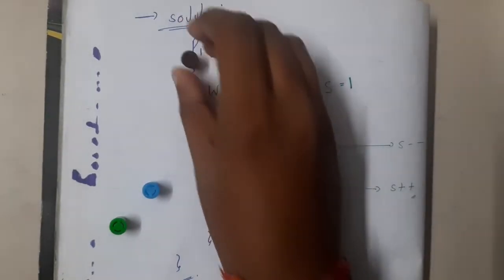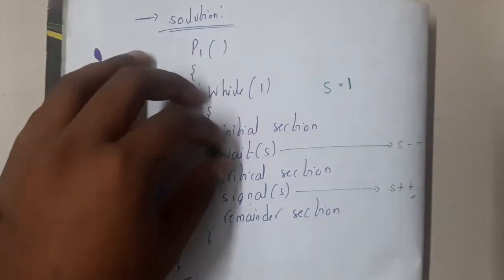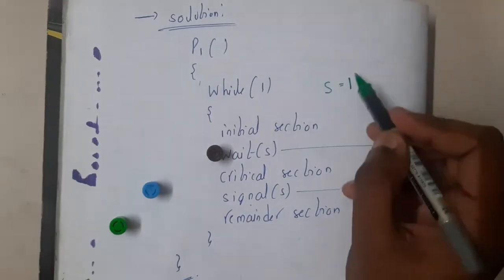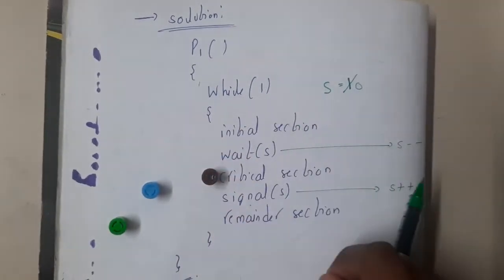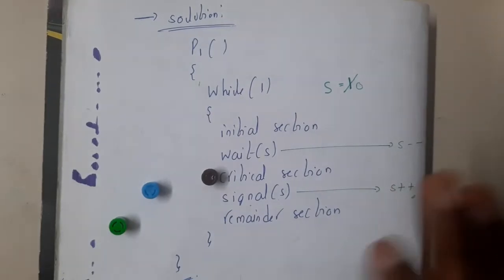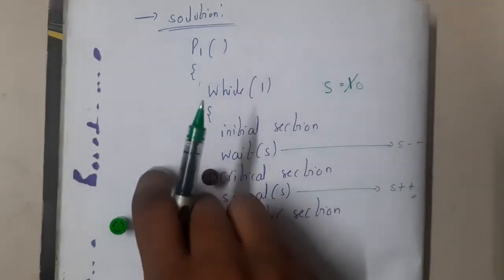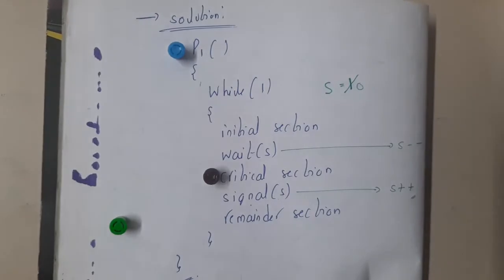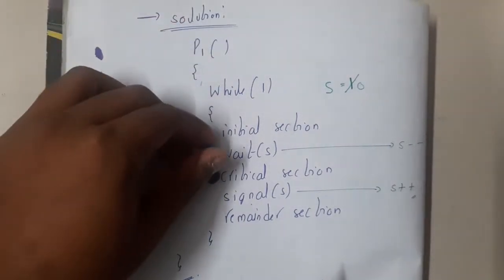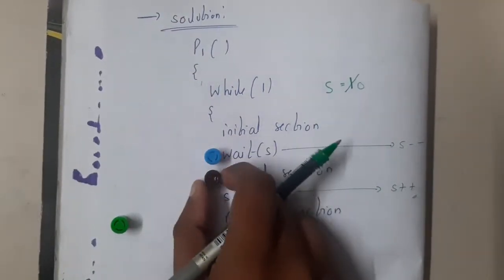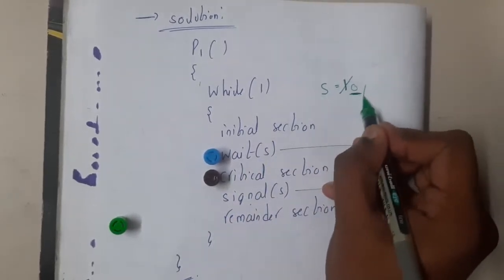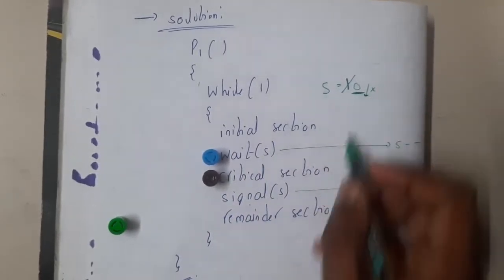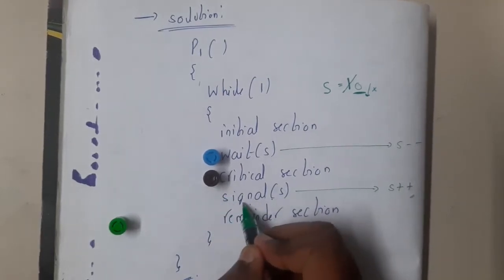Brown comes and starts the execution. He comes to wait of S and makes it 0. He goes inside and waits there, and says, blue, I am inside, please you also come inside. Blue will think, okay, I'm also coming. Once he comes to the wait state, wait says the value is already 0, I cannot decrement any further, please ask brown to increment the value.